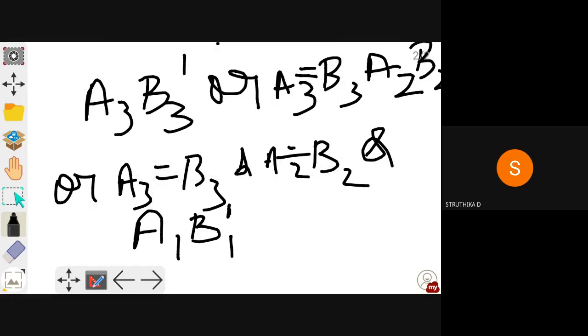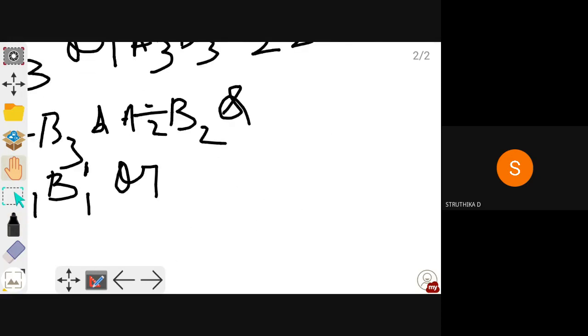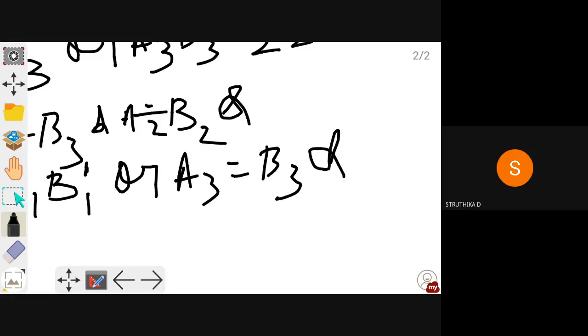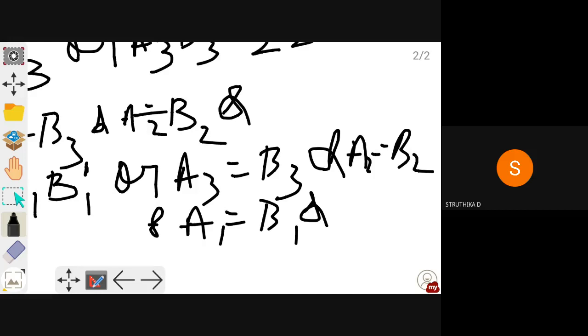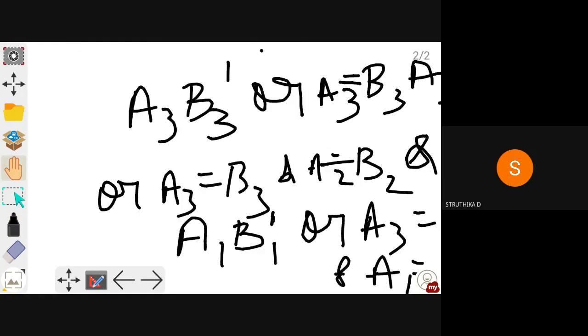B1 should be 0. Or the next condition is, the first three bits are all equal. So A3 is equal to B3 and A2 is equal to B2 and A1 is equal to B1, and the next condition is A0 should be 1 and B0 should be 0. Right? So beyond this you have no more conditions. Beyond this, if A0 is also equal, that will go under the category A is equal to B. So this is the condition for A greater than B. So A greater than B, understood?